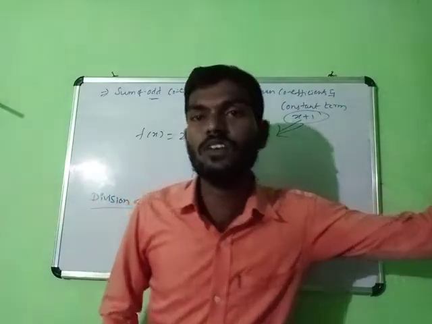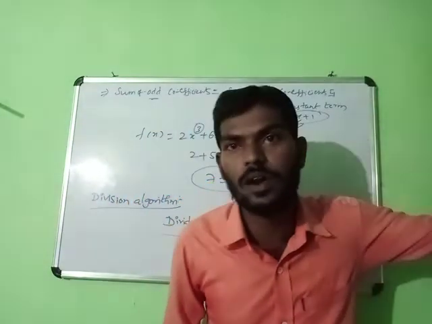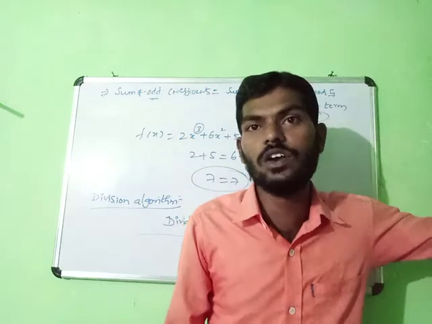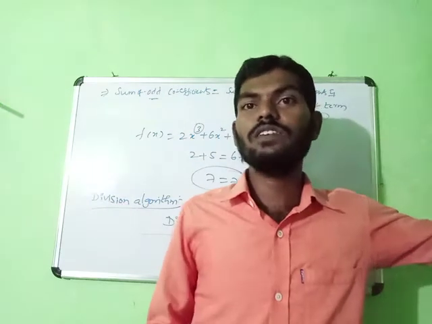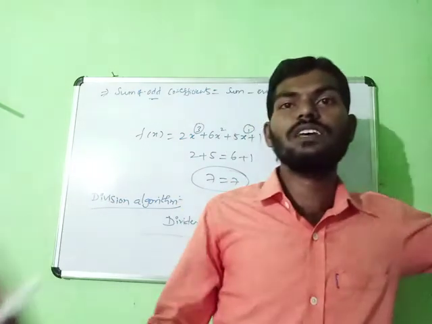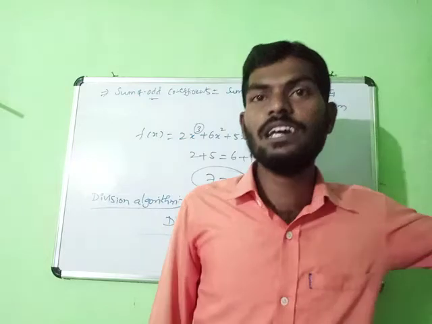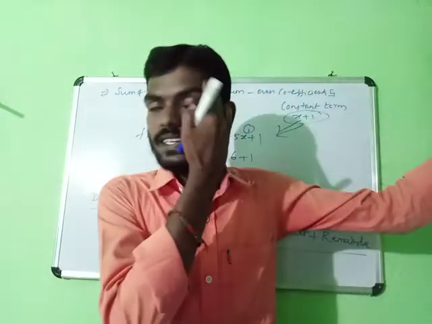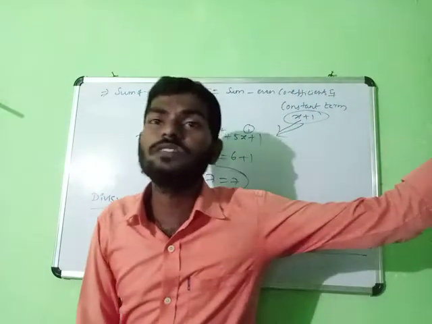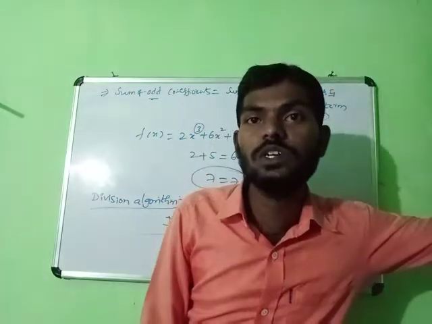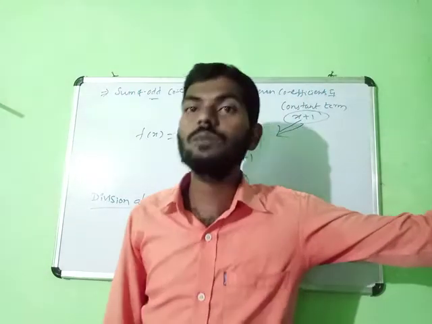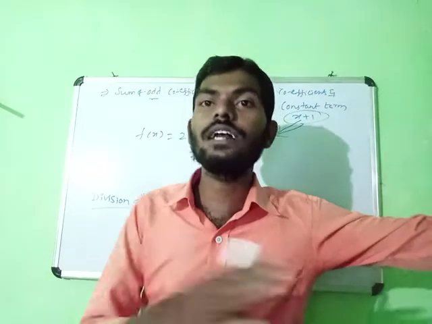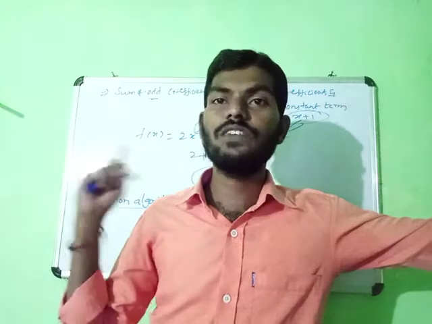First, add all the coefficients in the polynomial. If the sum becomes 0, then x minus 1 is a factor. And second case, if the sum of the coefficients of odd powers of x is equal to the sum of the coefficients of even powers of x and the constant term, both are equal, then x plus 1 is a factor.